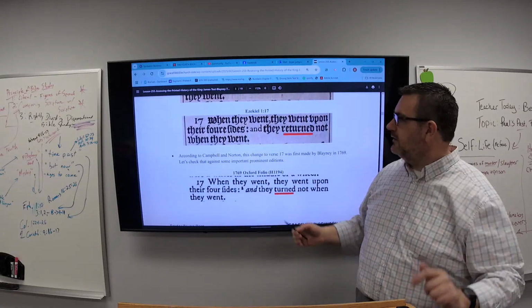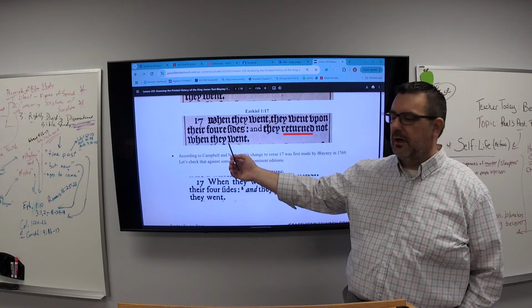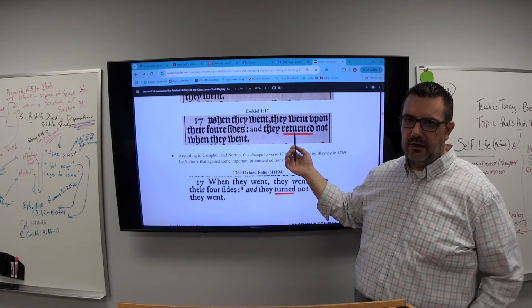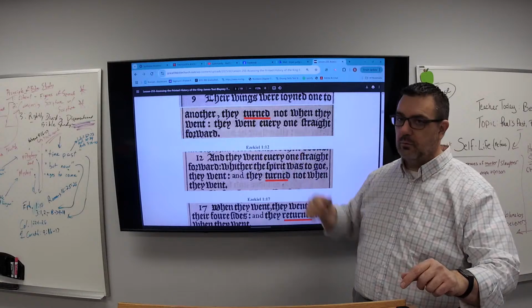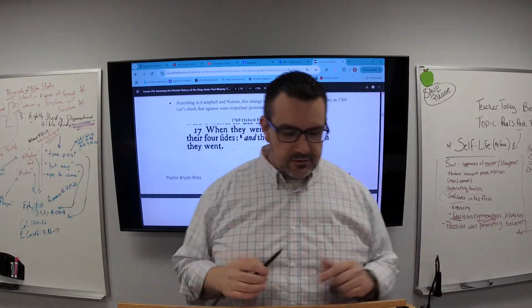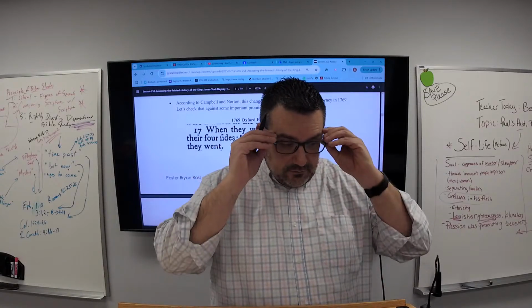And then verse 17 in the same chapter, "and they returned not when they went." Returned is in the 1611 here at verse 17. In the same chapter, in the same context, two other times it says what? Turned. Okay? So according to Campbell and Norton, this change to verse 17 was first made by Blayney in 1769.